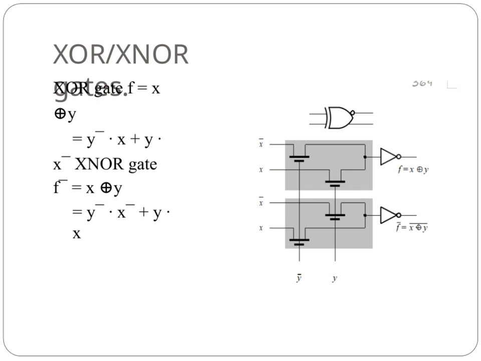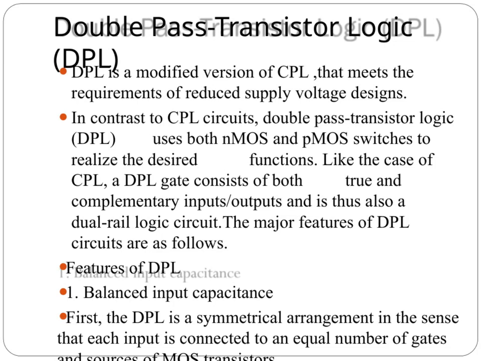Double pass transistor logic, or DPL, is essentially a modified version of complementary pass transistor logic, designed specifically for lower supply voltage environments. Unlike CPL, which typically uses mainly NMOS transistors, DPL incorporates both NMOS and PMOS switches to achieve its logic functions. This approach helps it operate more effectively when voltages are reduced. Similar to CPL, DPL gates feature both true and complementary inputs and outputs, making them dual-rail logic circuits.